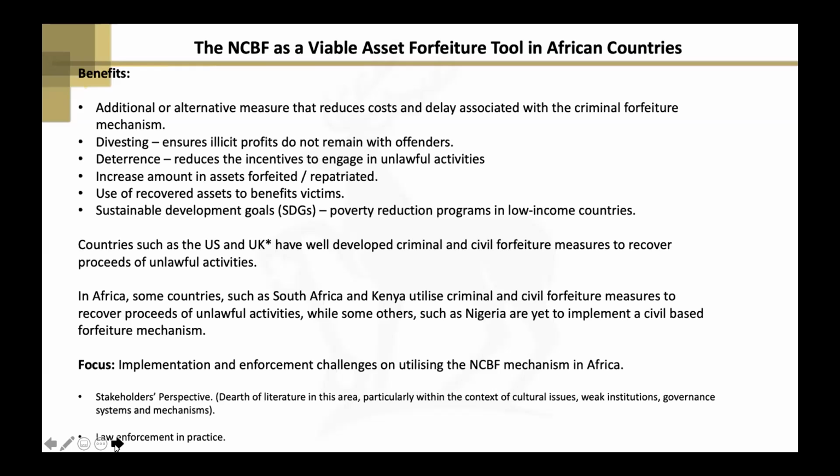Now, the focus of this presentation today is to look at the implementation and enforcement challenges in utilizing this mechanism in Africa. I'm looking at it from the stakeholders' perspective, because I find that there is a serious scarcity of literature in this area, particularly within the context of cultural issues. Looking at it from why can't we effectively recover assets? So looking at the weak institutions, governance systems, and mechanisms which contribute greatly to asset recovery in practice. Due to time, I will look at just the law enforcement perspective on recovering assets.